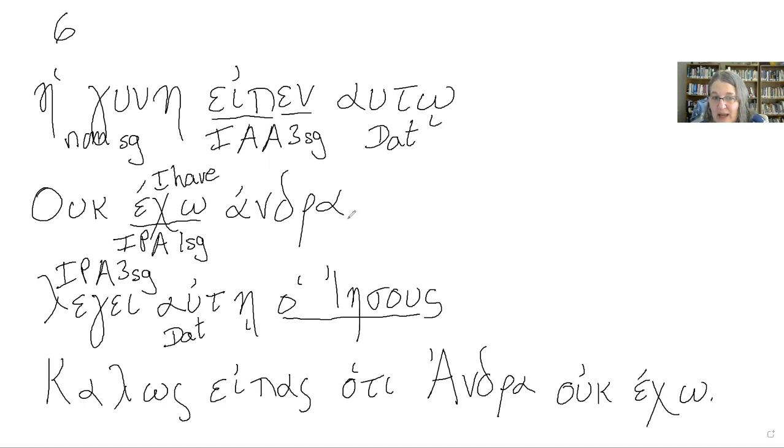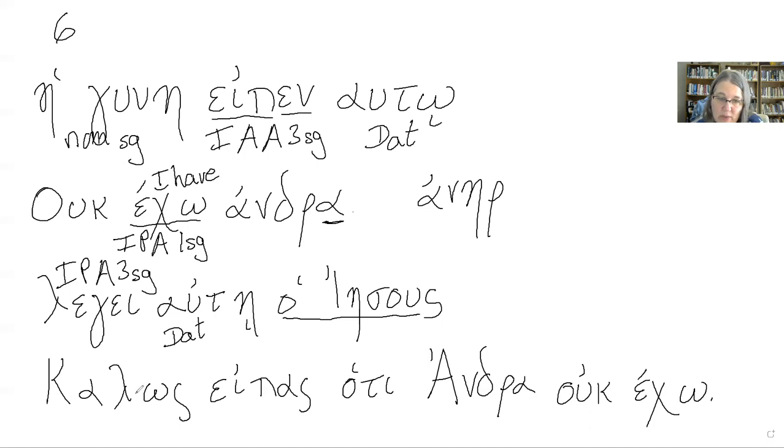And then andra is from aner. That's the nominative form. But andra is a third declension noun. And this is the masculine singular accusative form. And so that makes it the direct object. So I do not have a man, or I do not have a husband. Aner means man or husband.